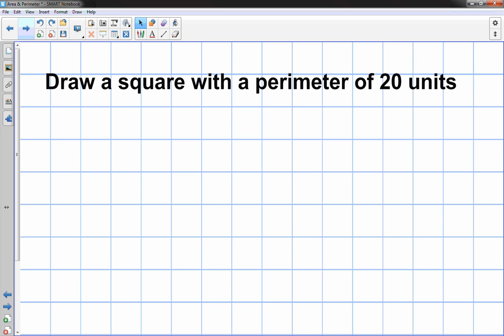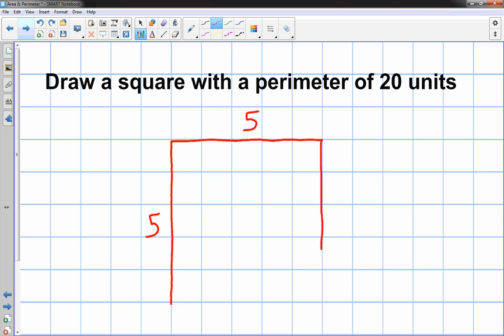One more. Draw a square with a perimeter of 20 units. Okay, a square is 4 equal sides. So basically, I need something times 4 is 20. What is that something? I think it's 5. I think that's 5 units. 2, 3, 4, 5. So all 4 sides are 5. If you add them up, you should have 20. So that square has a perimeter of 20 units.